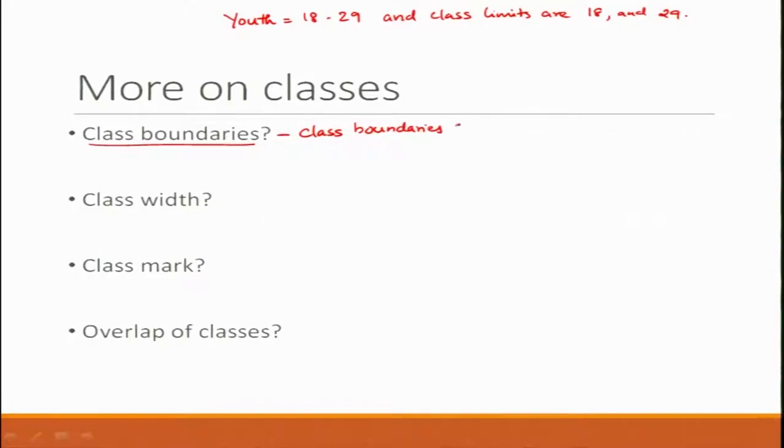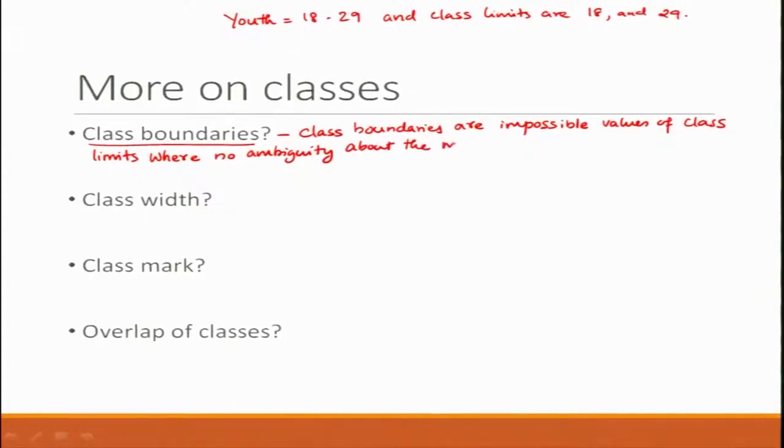Class boundaries are impossible values of class limits where no ambiguity about the membership of a data value in a class exists. So, let's think about it this way.